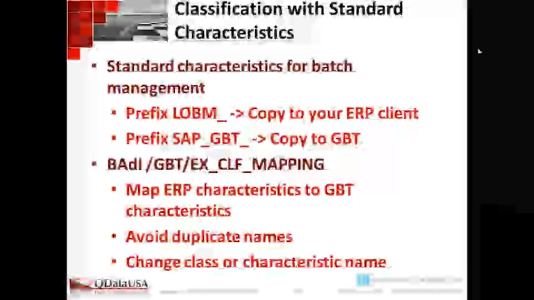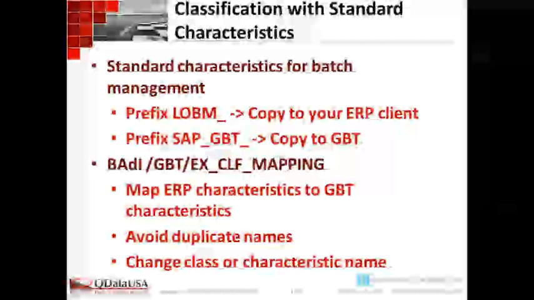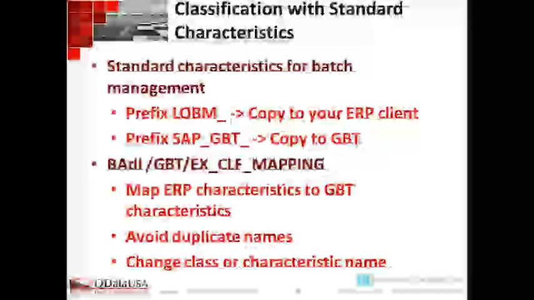Okay, so LOBM underscore is the standard characteristics. That's going to our ERP system. In GBT, we've copied that over to SAP underscore GBT, and that's going into GBT. What we need is to do the mapping from your version of the characteristics, because no one is using those standard ones. So whatever you've copied your one into ECC, we need to do the mapping from your characteristics into what we see in GBT. Okay.